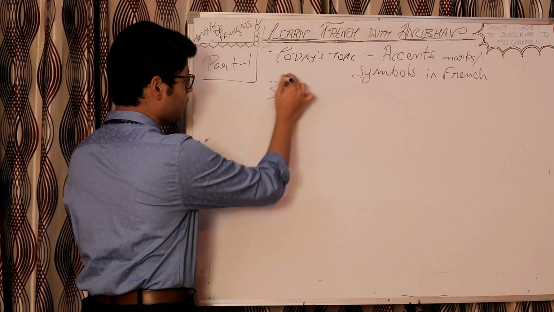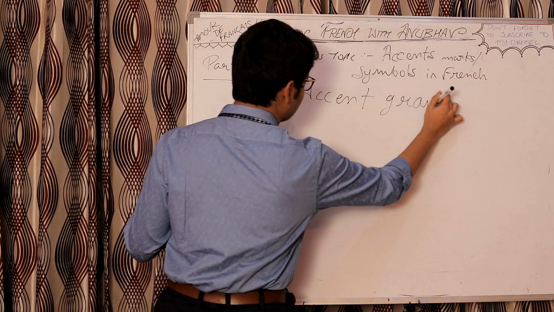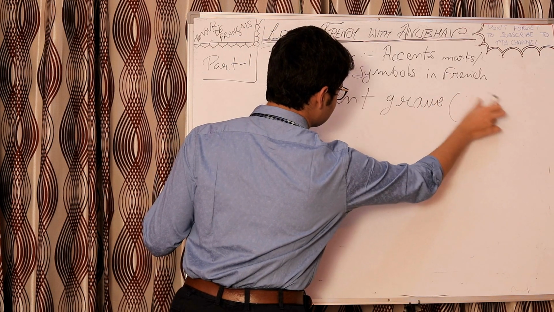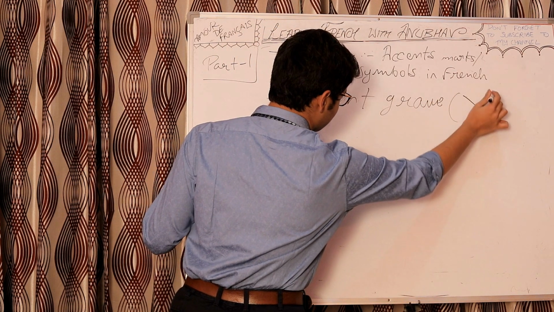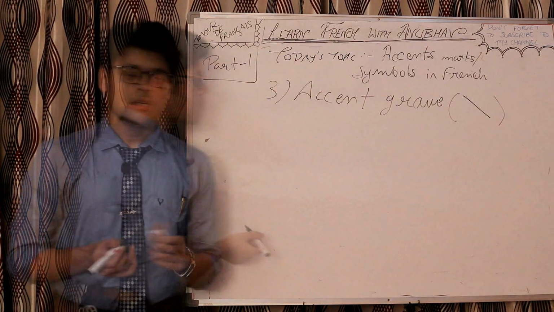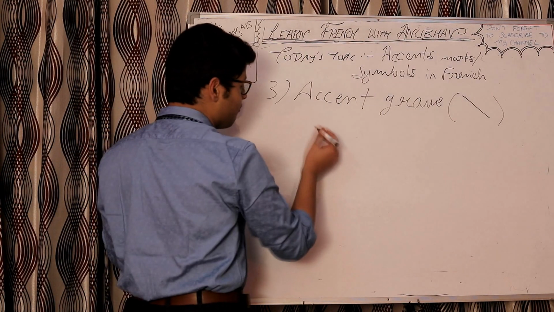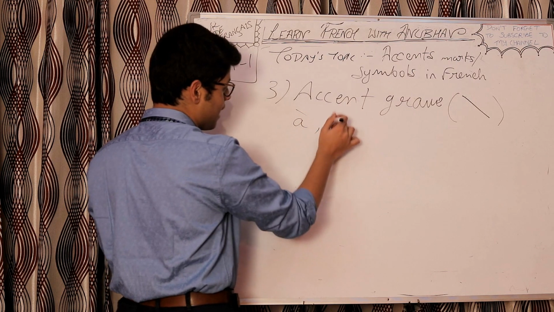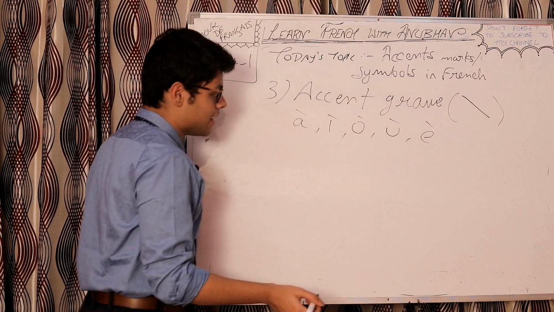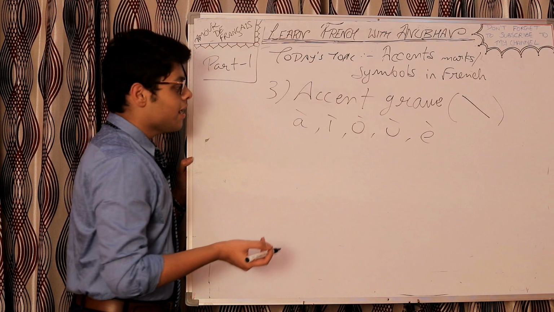So, third and the last one for today's class is accent grave, which is this, the one going down. Right. Now, talking about where we can find accent grave, it can come above A, I, O, U and E. Above these 5 vowels, we can find accent grave.